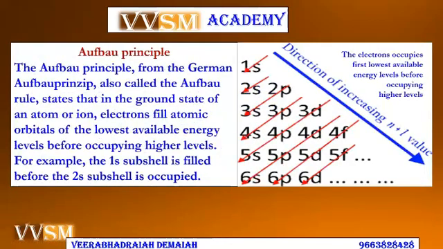Aufbau principle. The Aufbau principle, from the German word Aufbau, also called the Aufbau rule, states that in the ground state of an atom or ion, electrons fill atomic orbitals of the lowest available energy levels before occupying the higher energy levels. For example, the 1s subshell is filled before the 2s subshell is occupied. These electrons occupy the lowest available energy levels before occupying the higher energy levels.